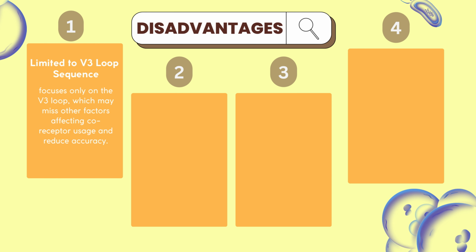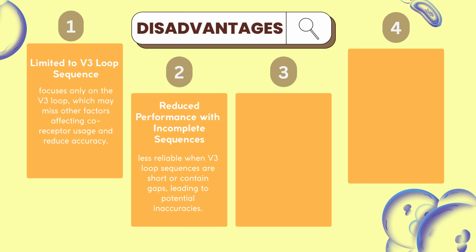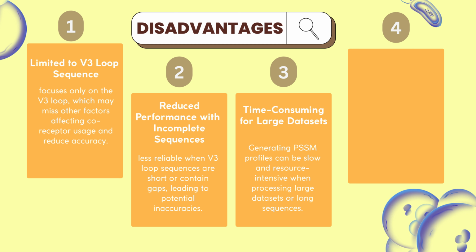However, there are some limitations to this tool. Firstly, it is limited to the V3 loop sequence, meaning that it focuses only on this region and may miss other factors influencing co-receptor usage. Secondly, it has reduced performance with incomplete sequences, so shorter or gapped V3 loop sequences can lead to inaccuracies. Third, generating a PSSM profile can be time-consuming for large datasets, as it can be slow and resource-intensive.